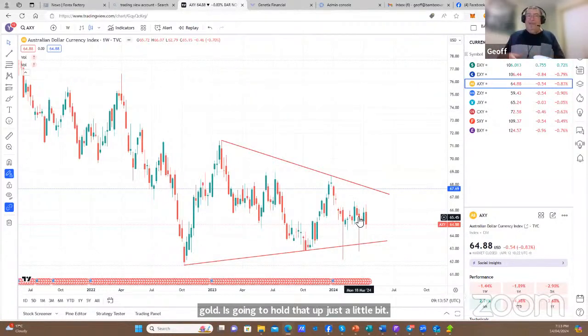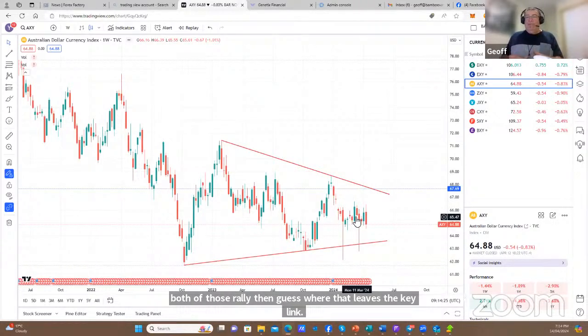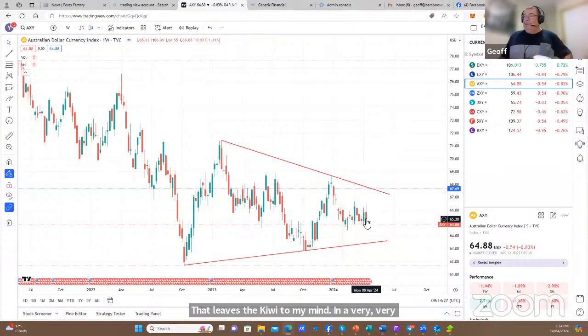Follow me. I'm getting to a conclusion here. What I'm saying is the commodity dollars, Australian dollar, New Zealand dollar, Canadian dollar, have all got a part to play in this risk-off scenario. And Aussie is going to be supported by gold. The Canadian dollar is going to be supported by oil. And if both of those rally, then guess where that leaves the Kiwi? That leaves the Kiwi, to my mind, in a very, very vulnerable position. So that's where I'm going with this.